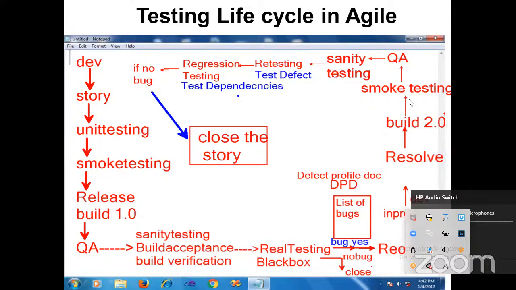And again smoke testing will be done, and again the test engineer will do sanity testing, and again here retesting, not real testing. Real testing means initial level of testing, retesting means testing the defects, and then regression testing, dependency testing, means if you do any modification in one module, it will check whether the modifications affect another module or not. If there are no bugs, close the story. But this is not required for the developer, this is just the testing life cycle in the Agile model. This basic knowledge is enough for you.